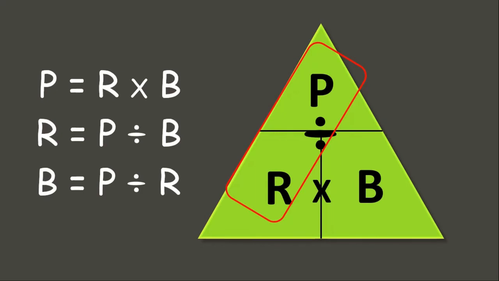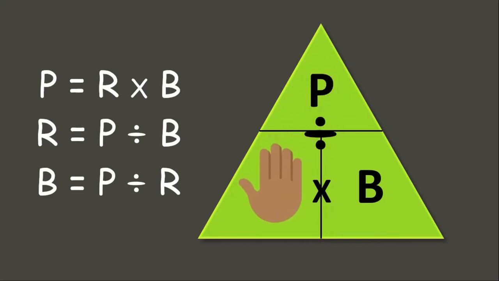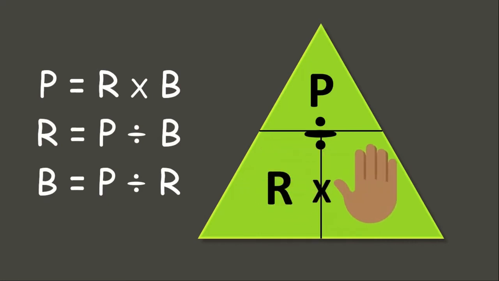For us to easily remember the formulas, we can use this triangle. If we are only looking for percentage, you may cover by your hand the letter P, which gives us R times B. If the missing term is the rate, simply cover letter R. That leaves us P divided by B. And lastly, for the base, the formula is P divided by R. Wonderful! Now you are ready to solve some problems.